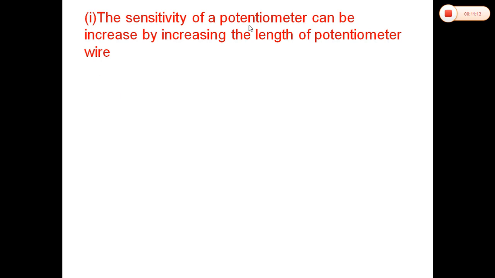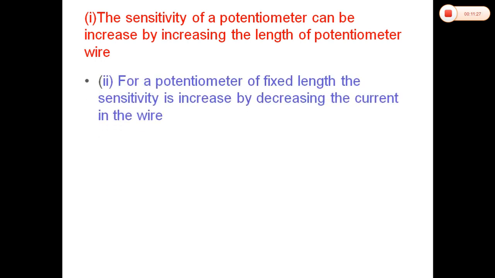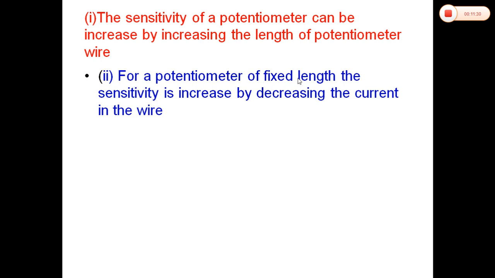Number 1, the sensitivity of a potentiometer can be increased by increasing the length of the potentiometer wire. So, if we increase the length of the potentiometer wire, then the sensitivity will increase because the potential gradient will decrease. Secondly, for a potentiometer of fixed length, the sensitivity is increased by decreasing the current in the wire. So if we reduce the value of current in the potentiometer wire, then the potential drop across the wire will reduce, and due to that the potential gradient will decrease, and hence the sensitivity of the potentiometer will increase.